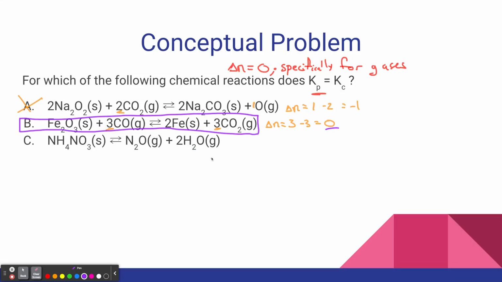I'll prove to you that B is the correct answer, though. Because if we go ahead and look at letter C, delta n for this one would be 2 plus 1 minus 0, which of course is positive 3, which means it can't be C. Again, when I'm looking for these stoichiometric values, when I'm calculating delta n, folks, I'm only including the gaseous species because, as I've said a multitude of times in this presentation already, solid and liquid states will have no bearing on the equilibrium constant.